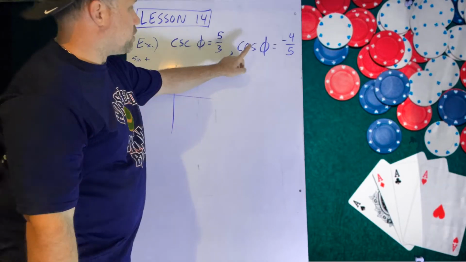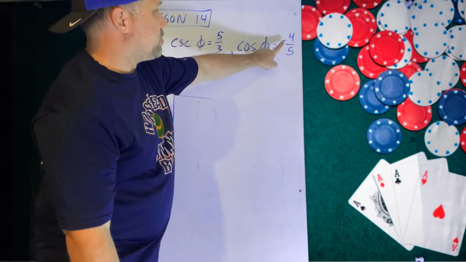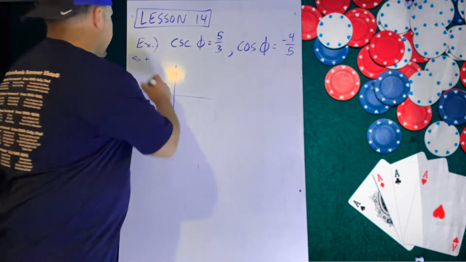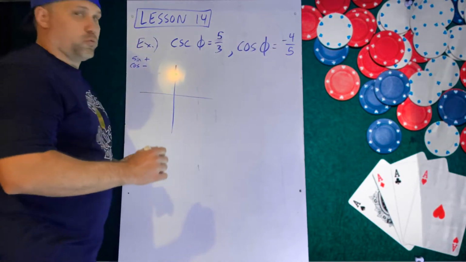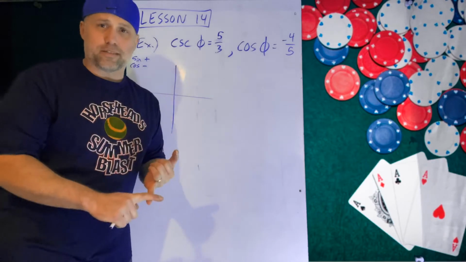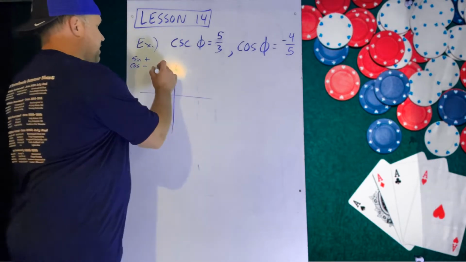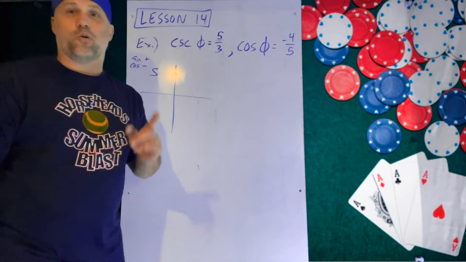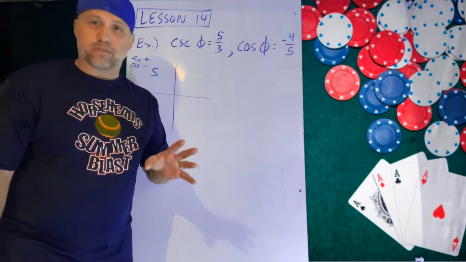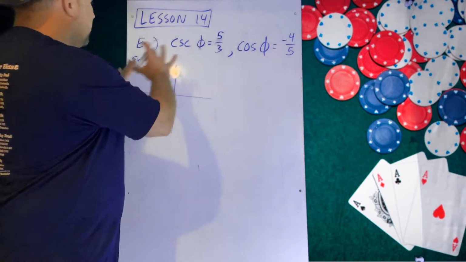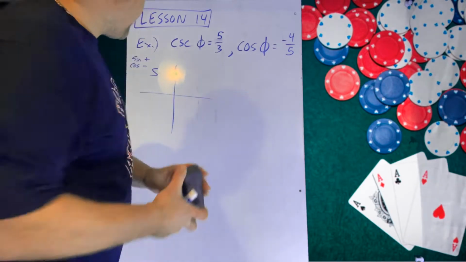Now look what else we know here. Cosine is negative 4/5. So cosine is negative. So we're looking for a quadrant where sine is positive and cosine's negative at the same time. That is the S quadrant. So we are in quadrant 2. That's the first thing we have to establish, so that can help us tell where to draw our angle.